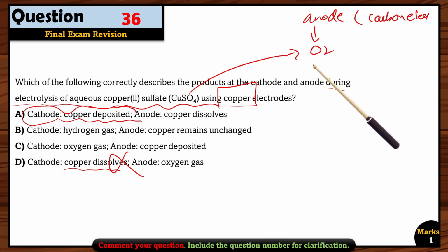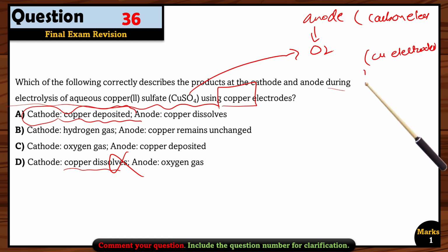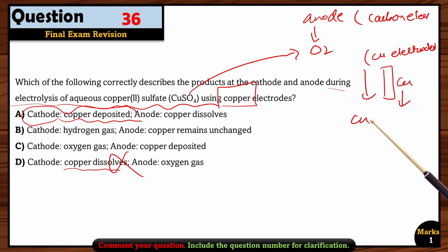Because this is sulfate. But if you have copper electrodes, then your product is defined already. Your product will always be copper ions, because the anode is made up of copper, so it will oxidize itself and change into copper ions. It means it will get dissolved. So at the anode the copper will always dissolve when copper electrodes are used. It does not matter which electrolyte you are using. Even if it is copper chloride, the anode product will still be copper ions.